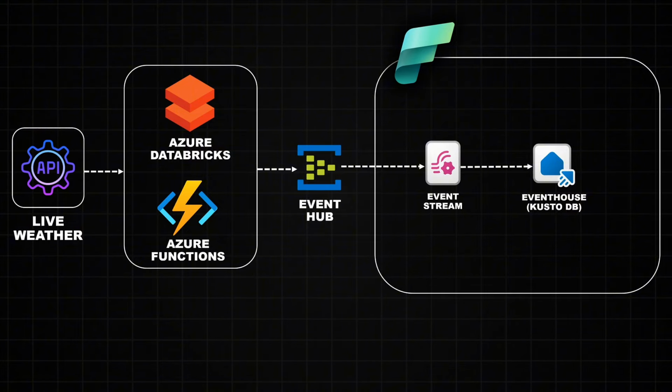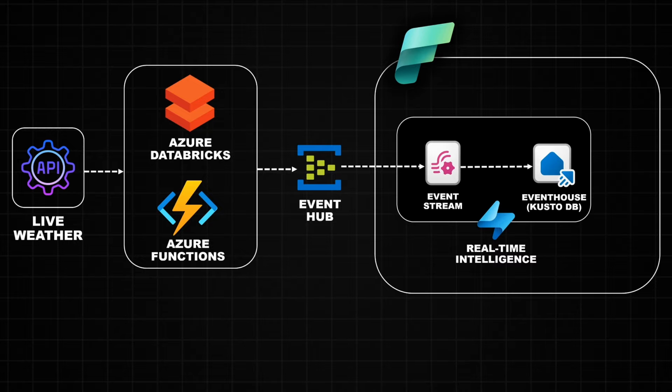The Kusto DB is one of the most popular databases, especially for working with time series and streaming data. We'll be diving deep into its features and capabilities as we implement the project. So both the Event Stream and Event House are part of the real-time intelligence component in Microsoft Fabric. This project will be an exciting opportunity to explore and leverage these powerful features.